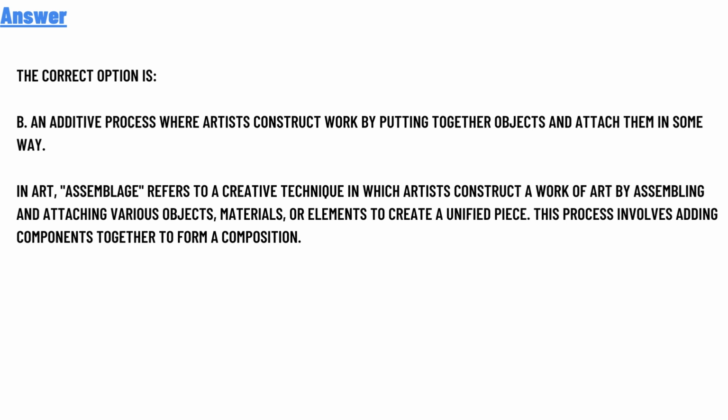In order, the correct answer to the question is option B, an additive process where artists construct work by putting together objects and attaching them in some way. In art, assemblage refers to a creative technique in which artists construct a work of art by assembling and attaching various objects, materials, or elements to create a unified piece. The process involves adding the components together to form a composition. So that is the answer to the question.